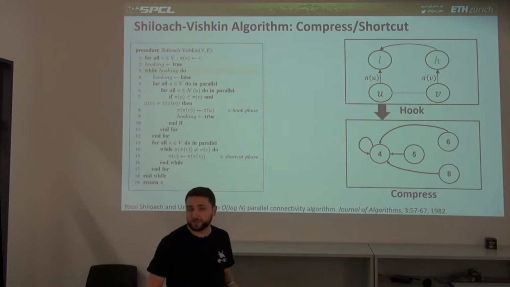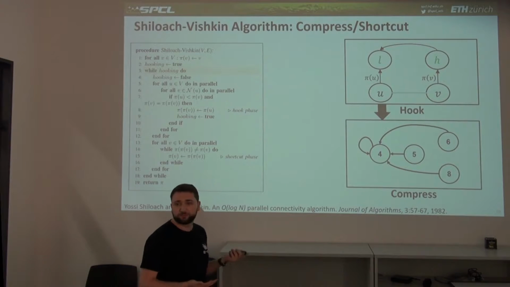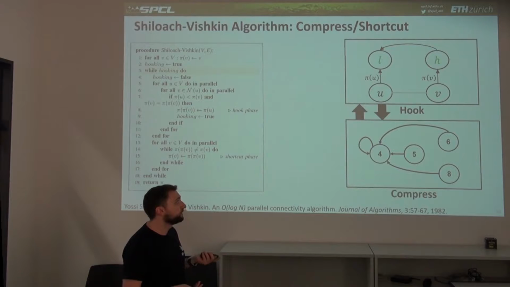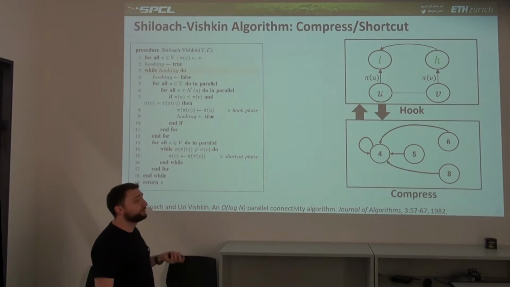So we run this algorithm in alternating succession. We run hook, then compress, then we get more edges that we can hook, until we do not modify the graph in the hook phase anymore. And this is where the algorithm declares convergence.